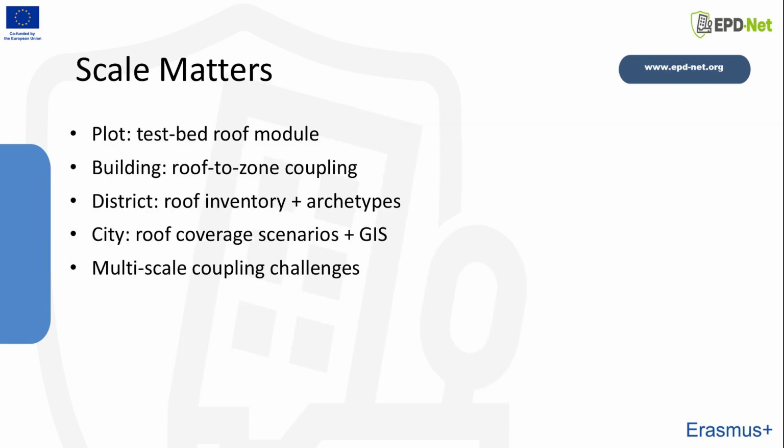Scale is a first-order choice. At the plot scale, you can model a test bed roof module and validate it against sensors. At the building scale, you couple the roof to indoor zones and HVAC operation, which is appropriate for energy questions. At the district scale, you often represent roof stock with archetypes and aggregate results across building types, capturing portfolio benefits. At the city scale, you combine roof inventory data with adoption scenarios in GIS and estimate system-level impacts such as runoff reduction or temperature mitigation potential.